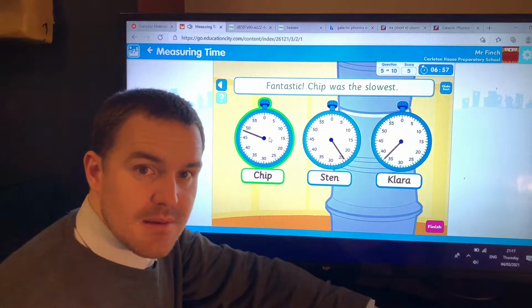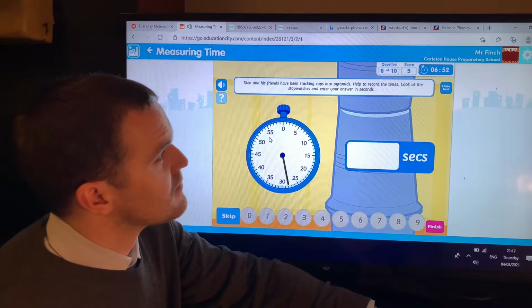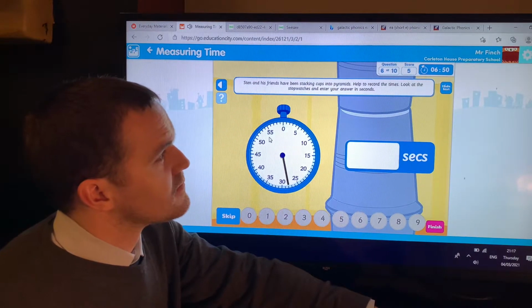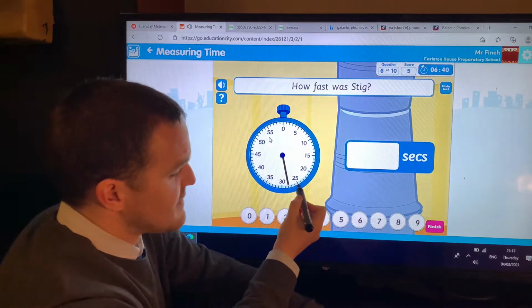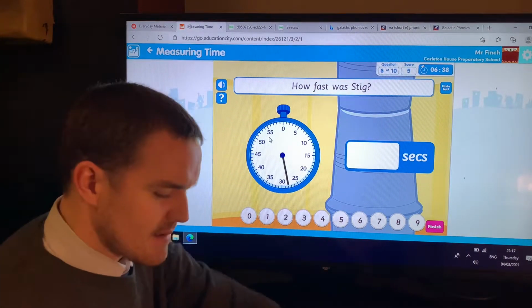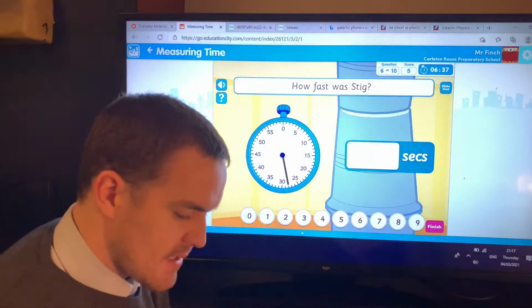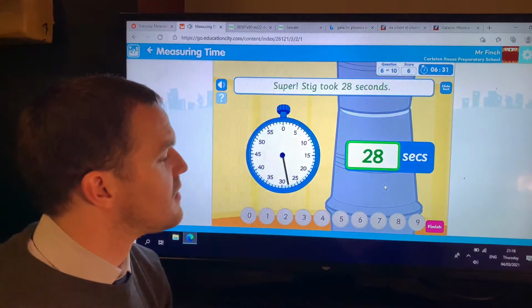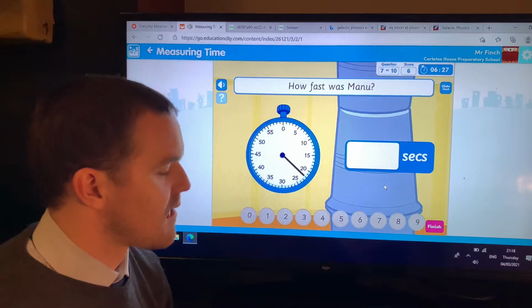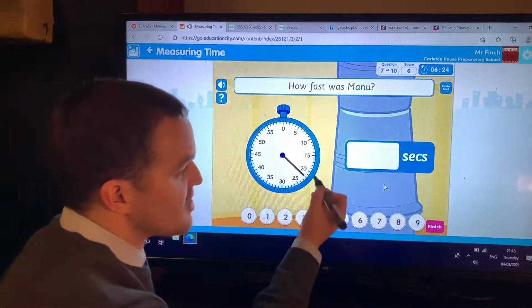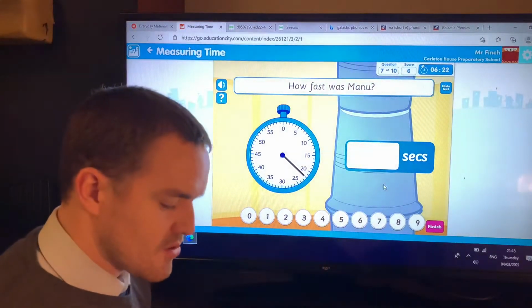Chip was the slowest. Sten and his friends have been stacking cups into pyramids. Help to record the times. Okay. Look at the stopwatches and enter your answer in seconds. Okay. How fast was Stig? Stig, 25, 26, 27, 28. 28 seconds. And who's next? Excellent. Stig took 28 seconds. How fast was Manu? I can see that there is 20, 21, 22. So Manu was 22.